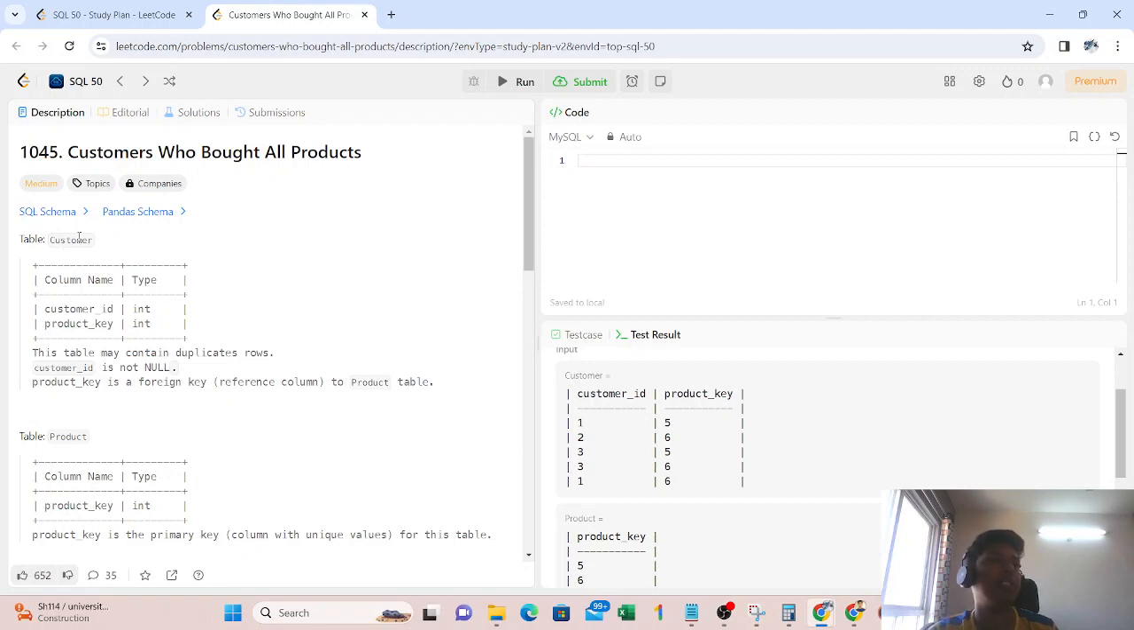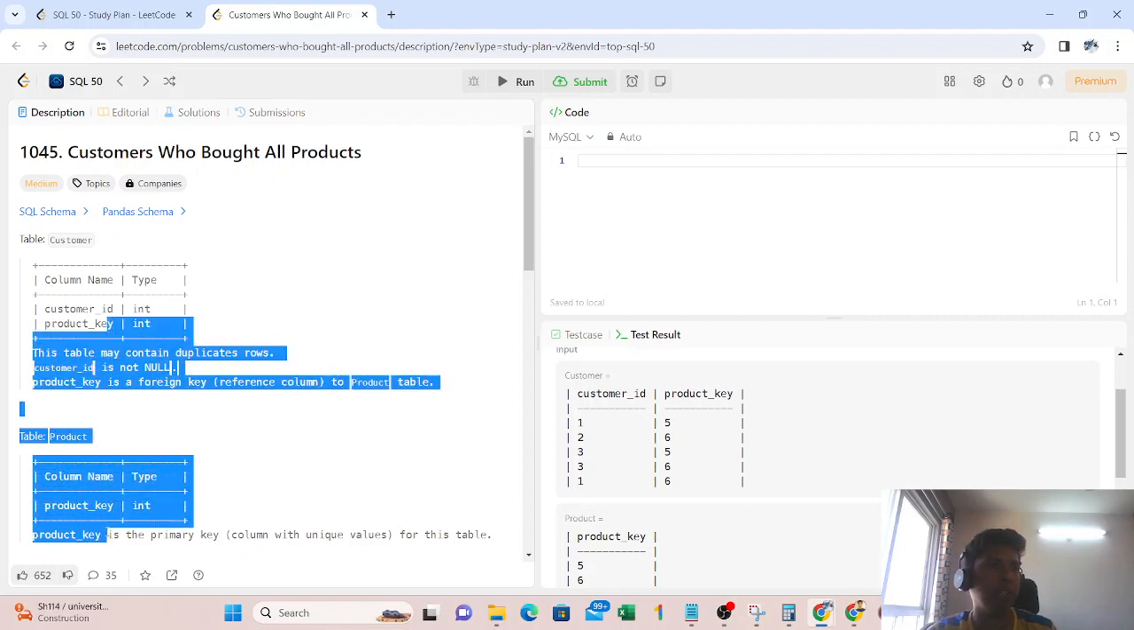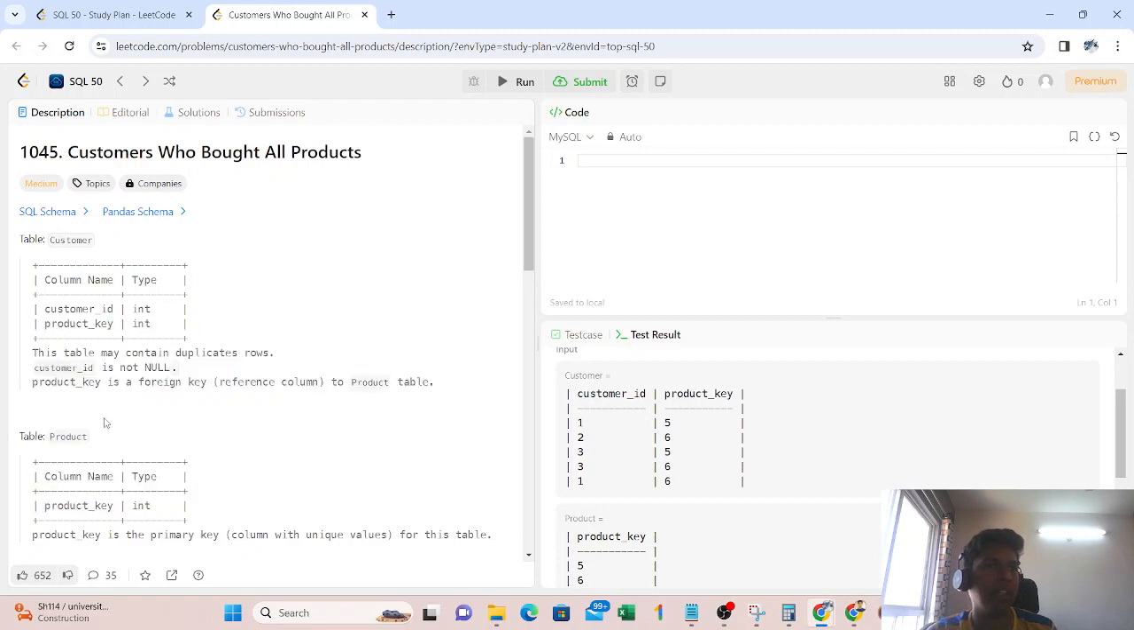So there are two tables. First is customer. This table may contain duplicate rows, as is already mentioned. Customer ID is not null. Product key is a foreign key. So if we are required to do joins, we would do that using this product key. The other table is product, and it has only one column, product key, and that is a primary key.